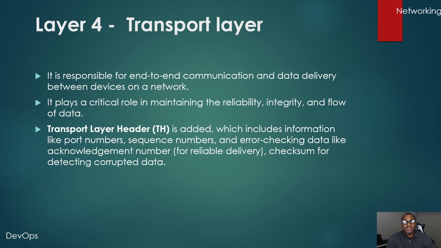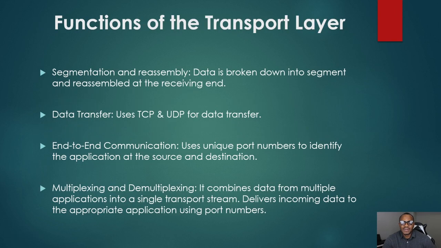It breaks down large files into smaller segments that are less likely to incur transmission problems. The file is divided into segments for transmission, sent over the network, assigned a sequence number for tracking, then reassembled at the destination into the original file. Let's look at some of the functions of the transport layer.